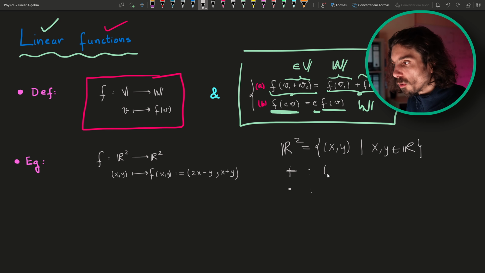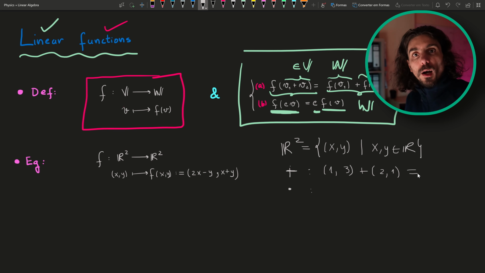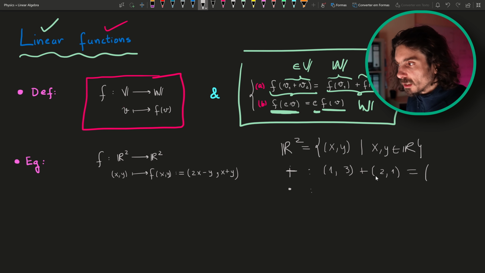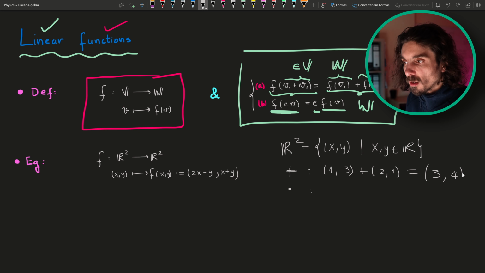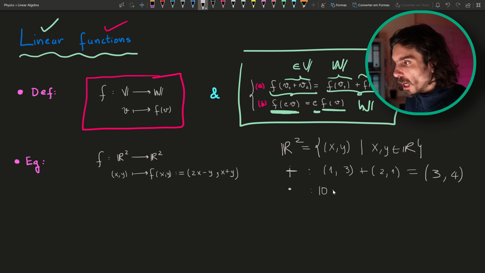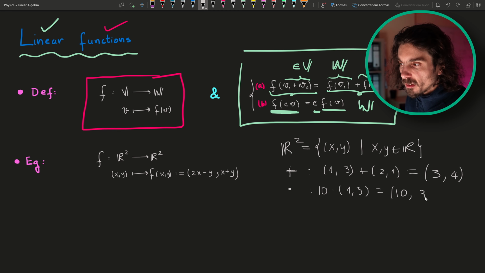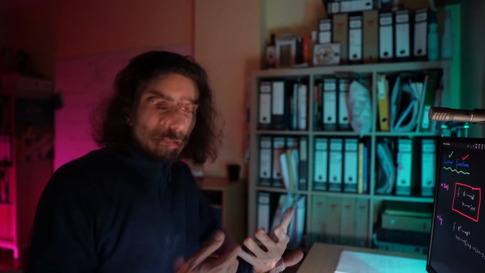Well, how do you sum, for example, (1, 3) plus (2, 1)? Well, you sum entry-wise, right? Remember, you sum entry-wise. So we have the first entry plus the first entry means 3, and the second entry plus the second entry is 4. This is how you sum. Multiply by a constant. Well, let's put 10 times (1, 3). You get (10, 30). You just multiply entry-wise.